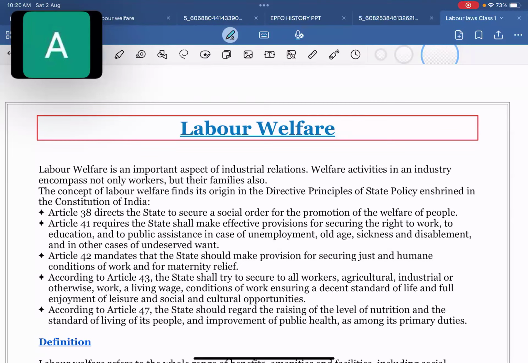So let's start with the labor welfare. So labor welfare, can anyone explain to me what is labor welfare?